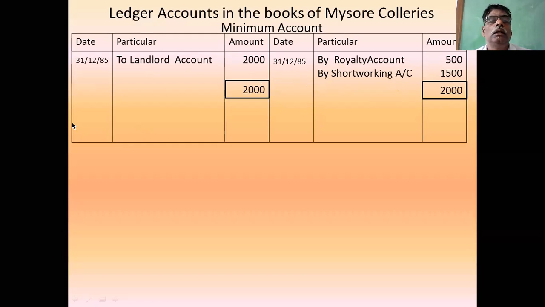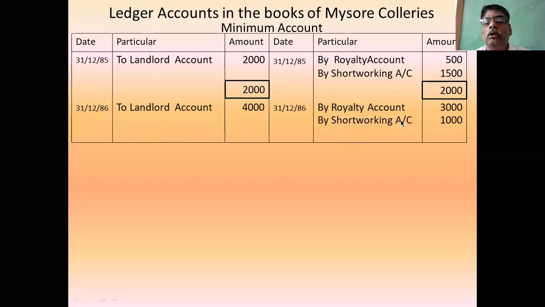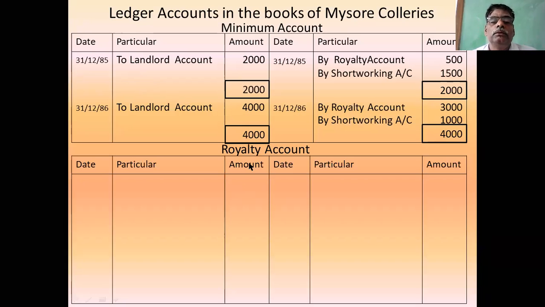First year completed. Second year 1986, to landlord account 4,000 minimum rent. 31st 12 1986, by royalty 3,000, by short working 1,000, total 4,000. Short working is for only 2 years. We paid minimum rent only for 2 years. Therefore, minimum rent account is for only 2 years. This is completed. Then the second account is the royalty account. In the royalty account, debit side to landlord, credit side by PNL account. It is your original form.